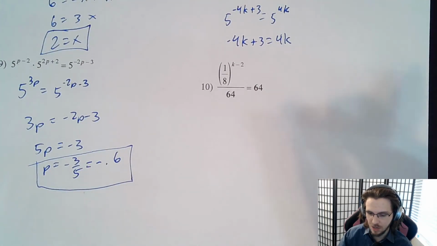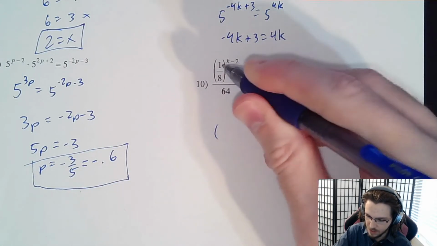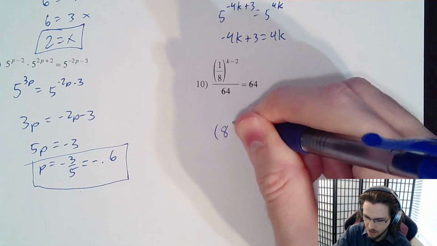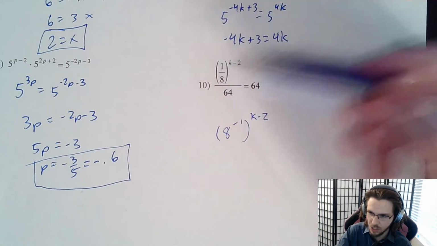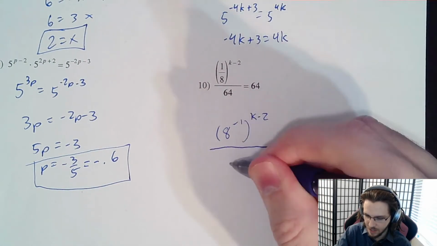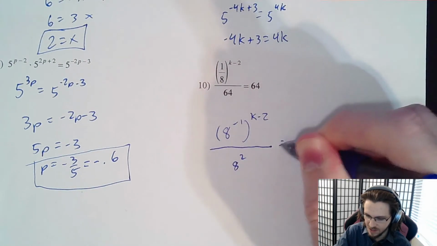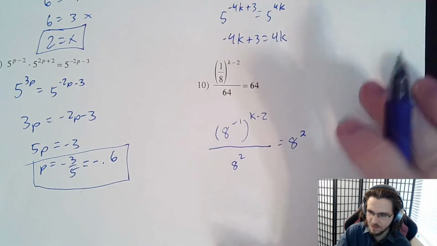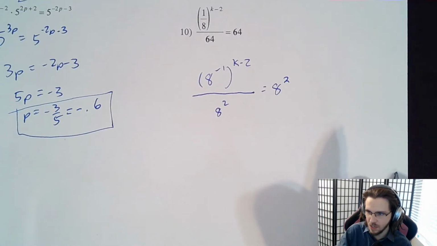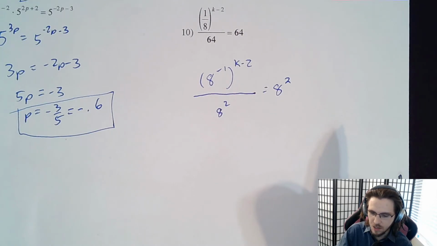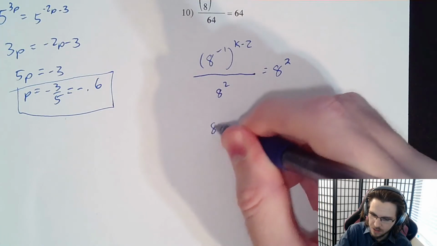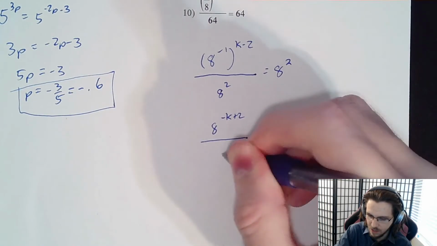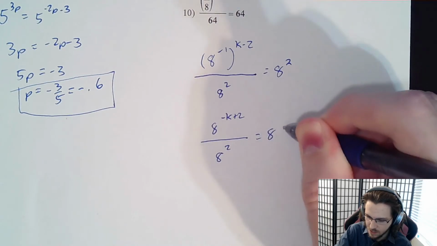And step 1 is to change everything to a base of 8. So it's going to be in parentheses, that same parentheses there, 8 to the negative 1, k minus 2. So negative exponent changes that to a fraction. Divided by that 64 needs to become an 8 squared, and this 64 needs to become an 8 squared. And this is where there's kind of two options that you can do. Multiply this out first, sorry. 8 to the negative k plus 2 divided by 8 squared equals 8 squared.